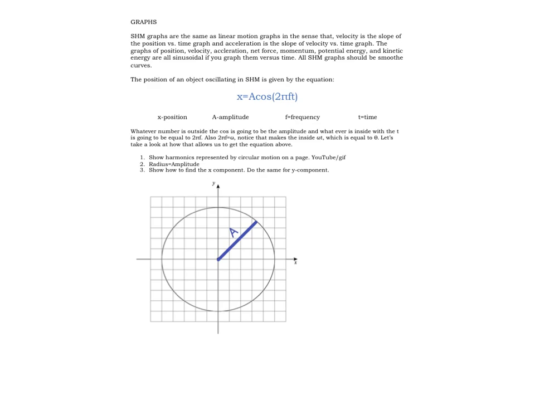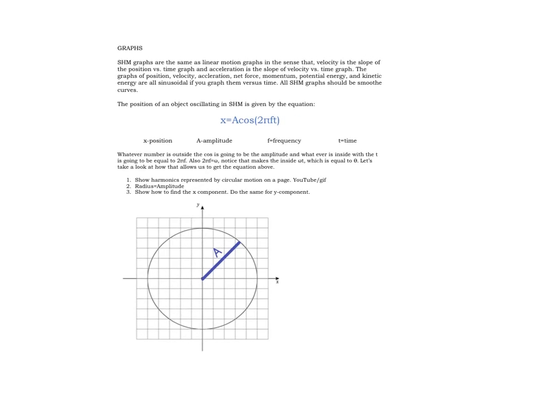Basically, let's talk about graphs. So simple harmonic motion graphs are the same as linear motion graphs in the sense that velocity is the slope of the position versus time, and acceleration is the slope of the velocity versus time. The graphs of all of those are all sinusoidal. So what that means is they all look like sine curves. All simple harmonic motion graphs should be smooth curves.